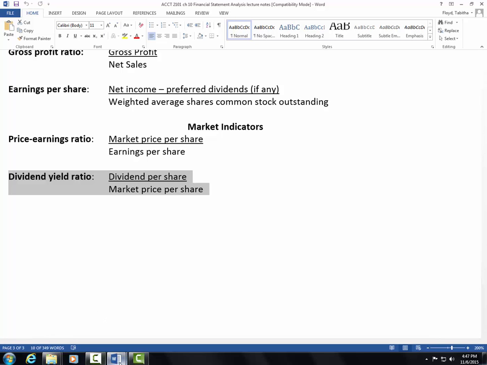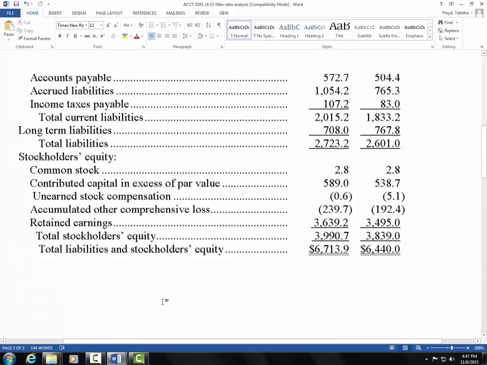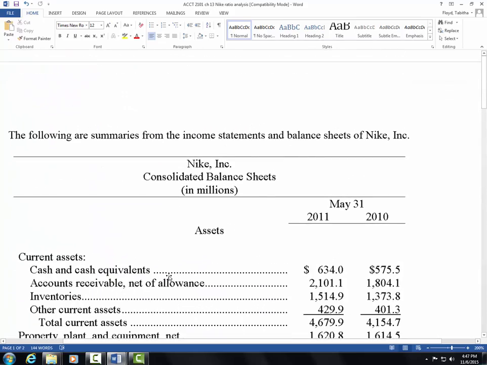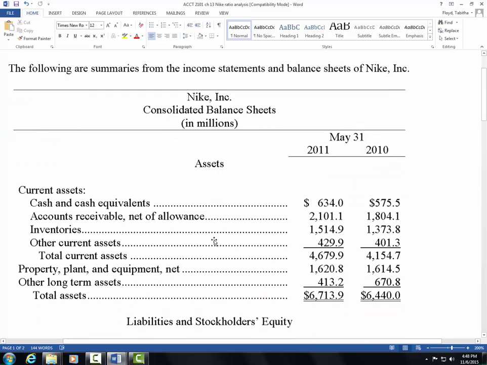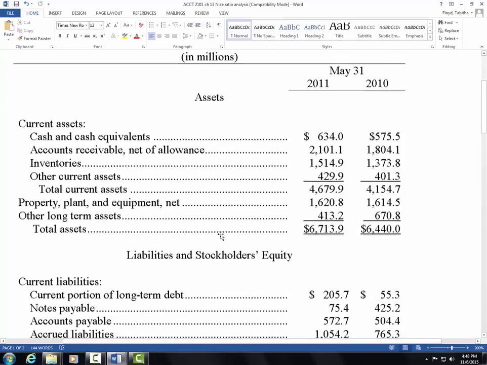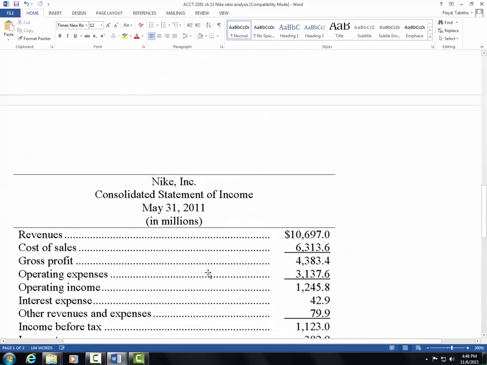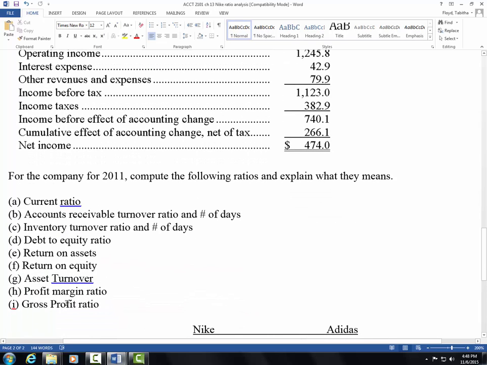Now, let's look. I want you to print this off if you have not. It's on D2L, and it's called the Nike in-class handout, or something along those lines. Right here, Nike ratio analysis. I want you to either print that out, or if you can do it, I like to print it out because I like to circle my numbers and stuff when I'm computing ratios. But it gives you the Nike balance sheet, and it also gives you Nike's income statement. And then it asks you to prepare the ratios.